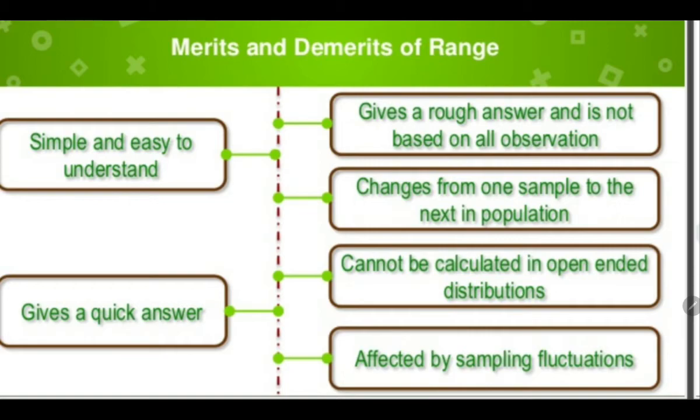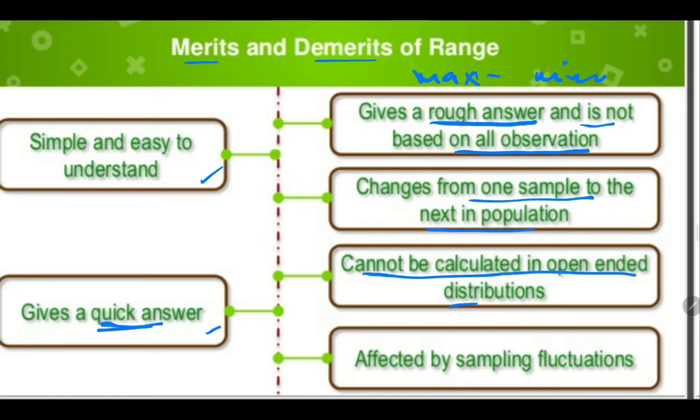Now, what are the merits and demerits of range? It is very simple and gives a quick answer. But this quick answer has a disadvantage because it gives us a rough answer. Why? Because it is not based on all observations, it is based on just the maximum and minimum values, the difference between these. It changes from one sample to the next, cannot be calculated in open-end frequency distribution, and is affected by sample fluctuation.